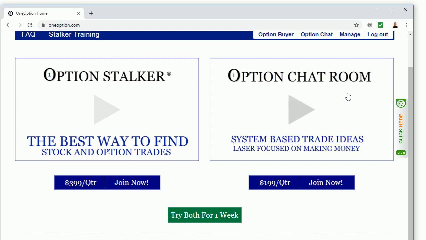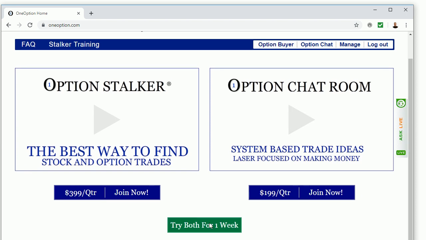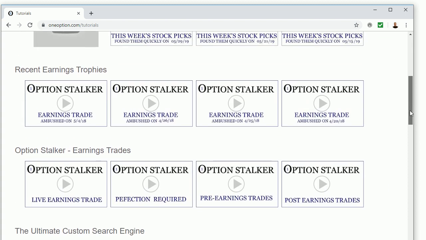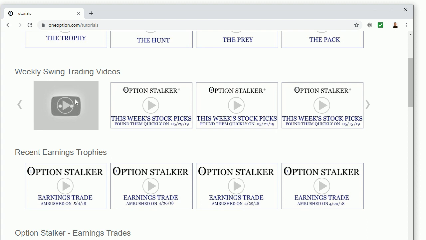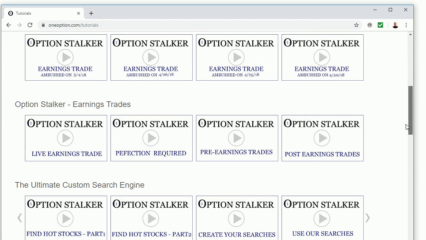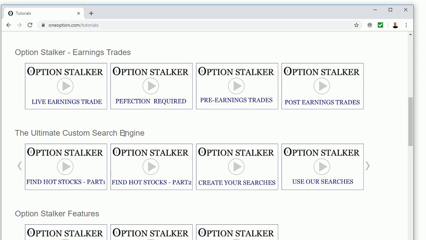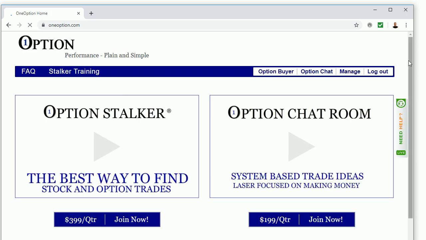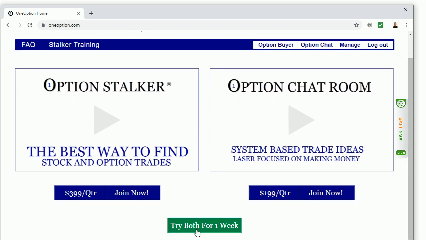Now, Stalker training is a resource that you should spend a little bit of time on. First, go through Option Stalker. You'll be able to see the videos. There are many videos, and you can just look at the weekly videos, weekly swing trading videos. Look at these. And then you can learn more about earnings searches, the custom search engine, Option Stalker features. It's all included in this Stalker training page. Then, if you're still interested, try both of them for $1 for the week. You'll be off and running because you'll have spent a little bit of time in this Stalker training area. You'll know exactly how the platform works.